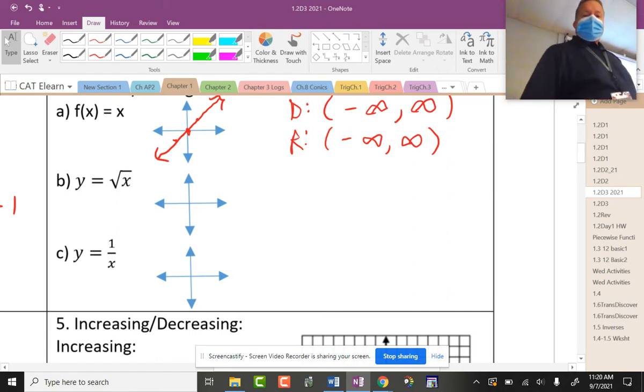Input, output. Square root of 0 is 0. You're going to have to do this a lot tomorrow.